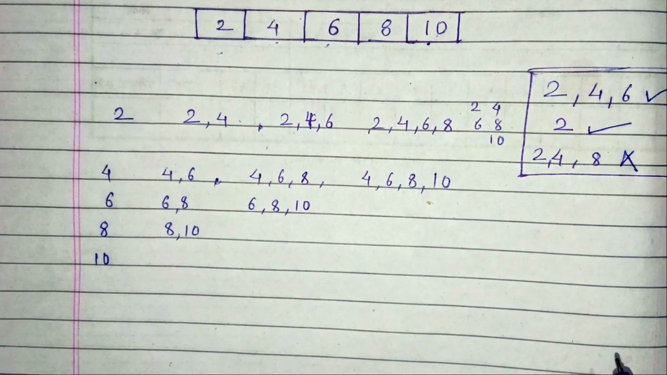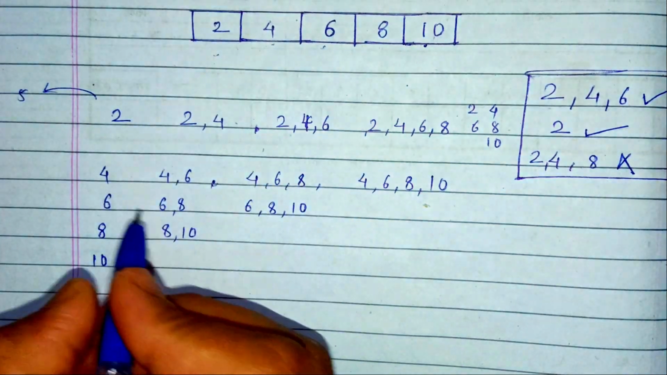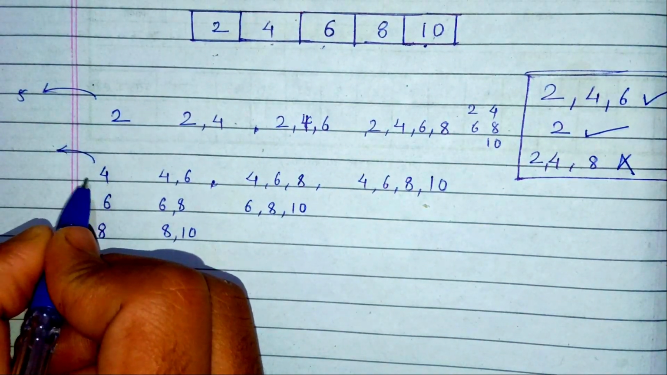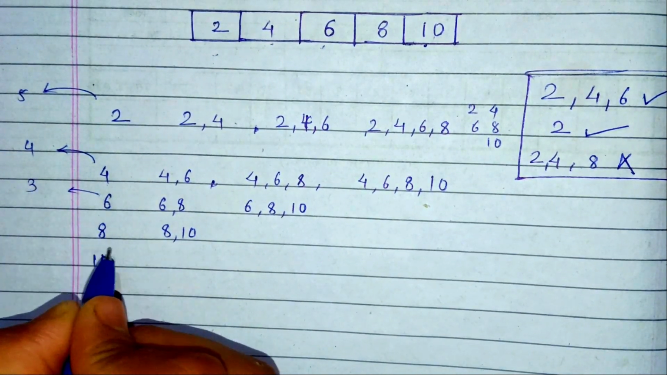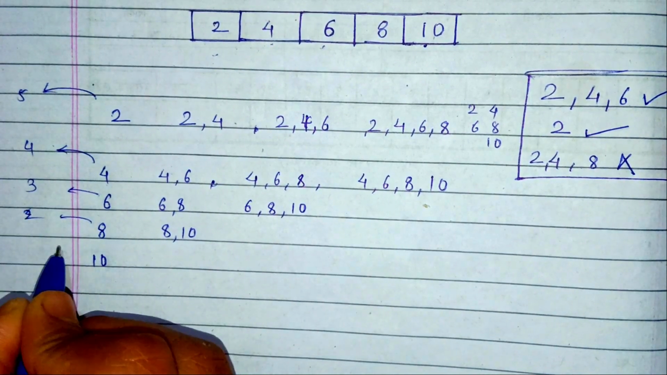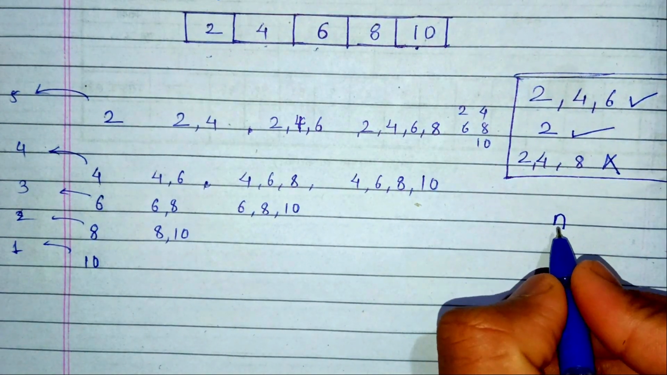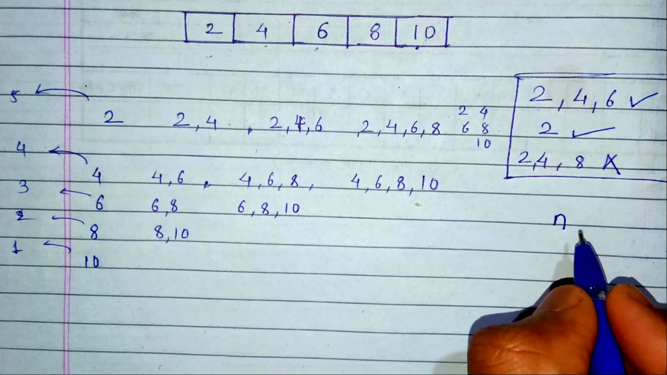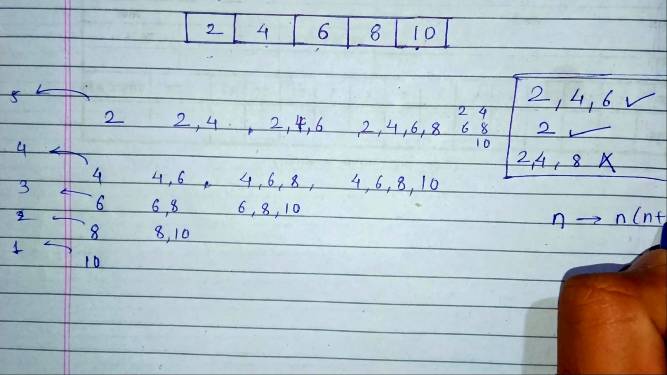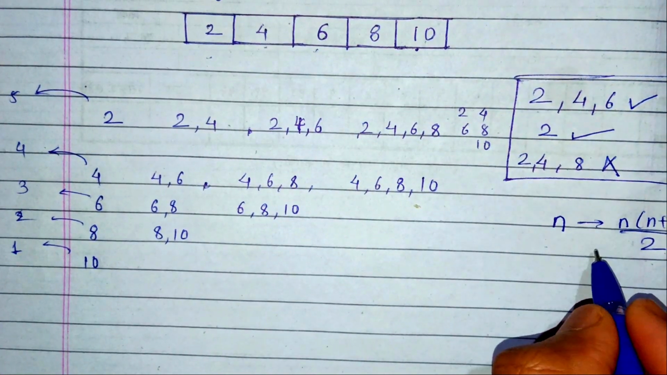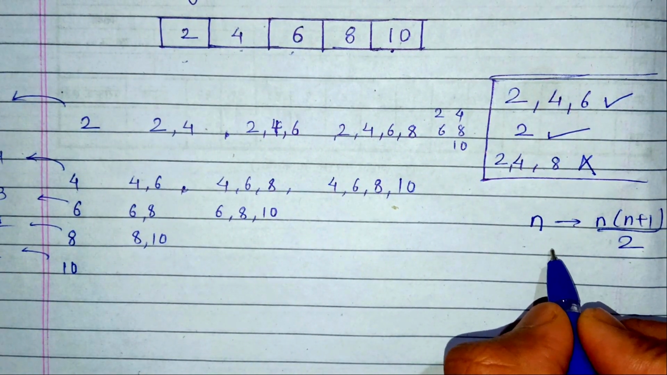So the subarrays starting from 2 will be 5, then the subarrays starting from 4 will be 4, then 3, then 2 and 1. Suppose there is an array of length n, then its subarrays will be n into n plus 1 divided by 2. This much will be the subarrays.